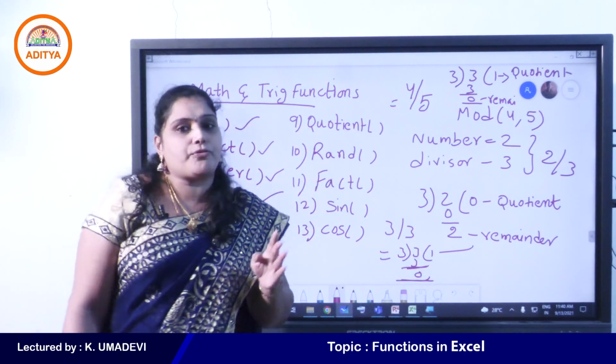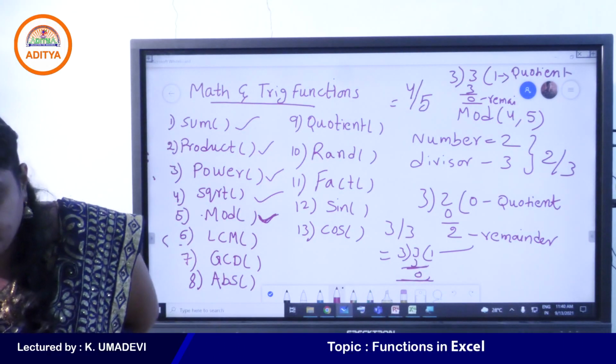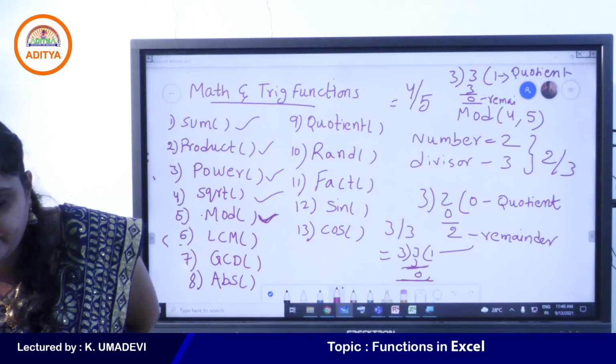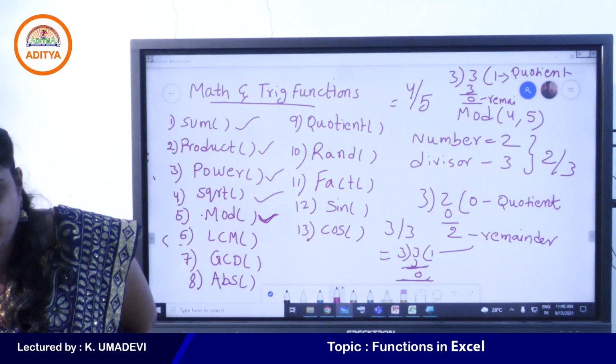So now what about 4 by 5? What is the result of 4 by 5, students? Very good. So like 2 by 3.